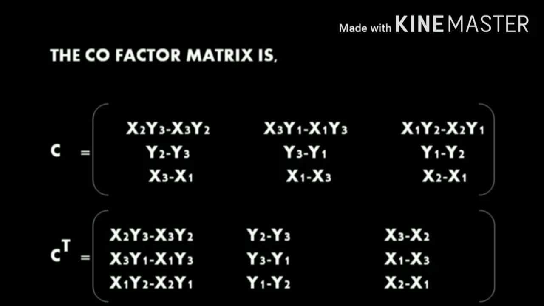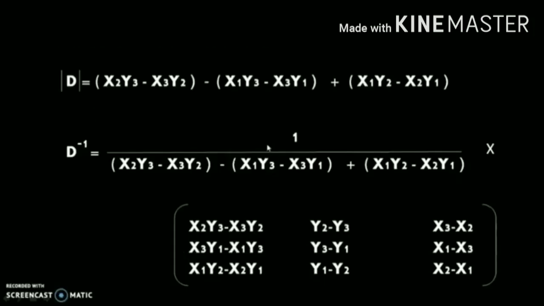But our concern is the transpose of the cofactor matrix. What is transpose? Transpose of a matrix is given by the interchange of rows and columns. So we have to interchange the rows and columns of this cofactor matrix. Then we will get the cofactor matrix transpose, which is given by this matrix. Then we have to find out the determinant of that particular matrix.